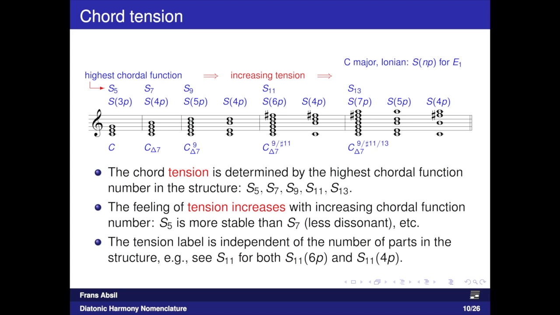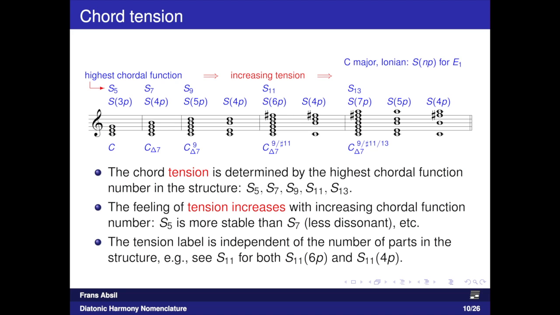Going from left to right, we see that there is always a higher chordal function, and in general there will be an increasing tension, a sense of less stable chords, chords that include a higher degree of dissonance. Be aware that the chord tension is indicated by the highest chordal function present in the chord, and not by the density, the number of parts within the chord.